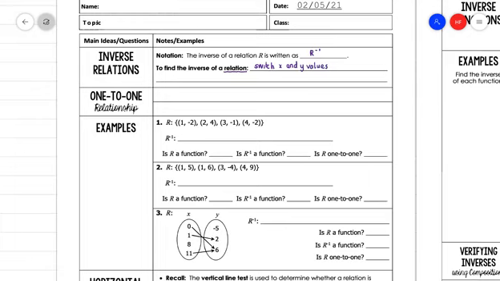So here where it says one-to-one relationship, if it is one-to-one, that means both R and the inverse of R are functions.